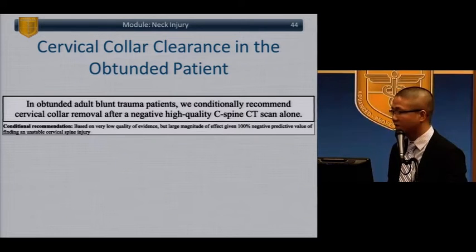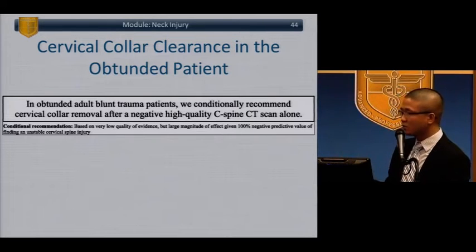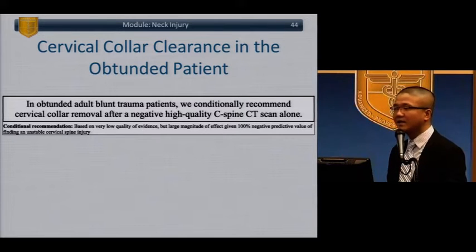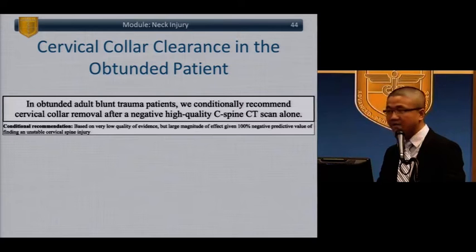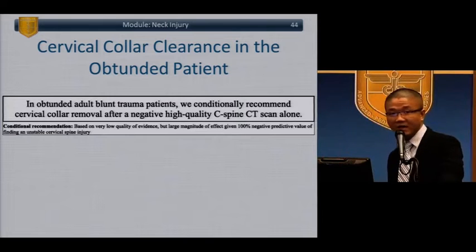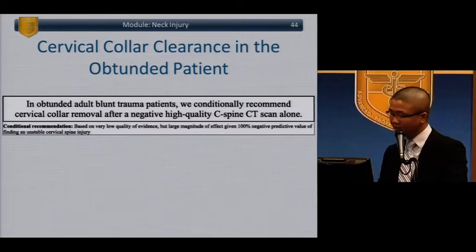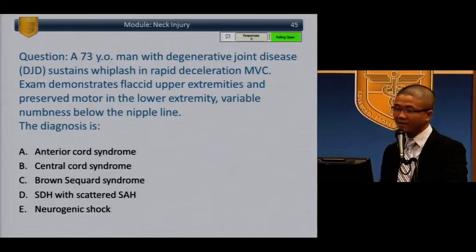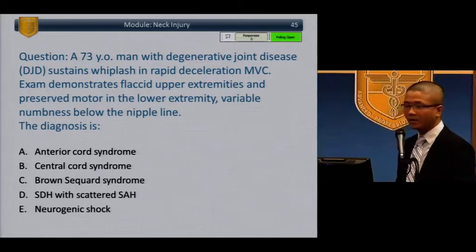That's negative predictive value. So if your cervical spine CT scan is negative for injury, it's unlikely that you have a clinically significant unstable cervical injury, okay? Doesn't mean you don't have necessarily some ligaments that are strained, but it's not going to be clinically significant, and it's not going to be unstable.